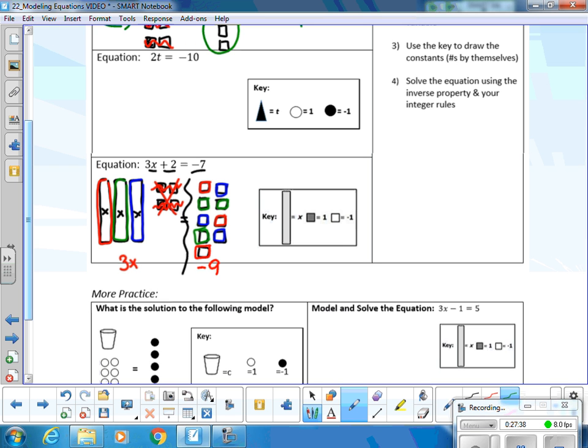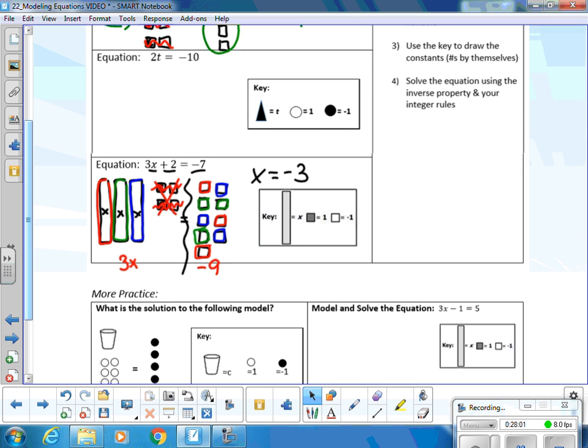So now if you look at it, how many are in each color? I've got 3 red ones, and I've got 3 green ones and 3 blue ones. So x is equal to a negative 3 because each one is white, which means it's negative, and there's 3 that goes with each color.